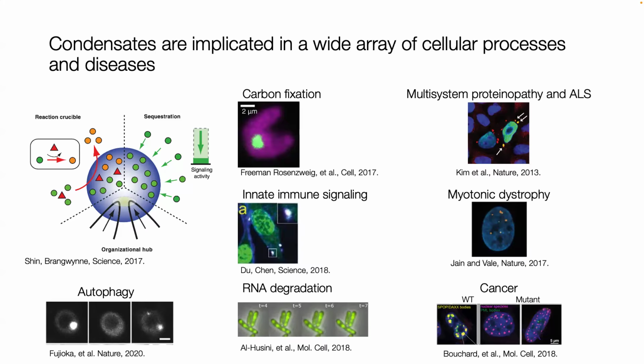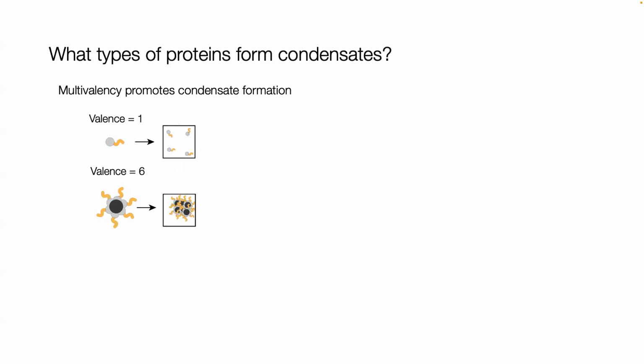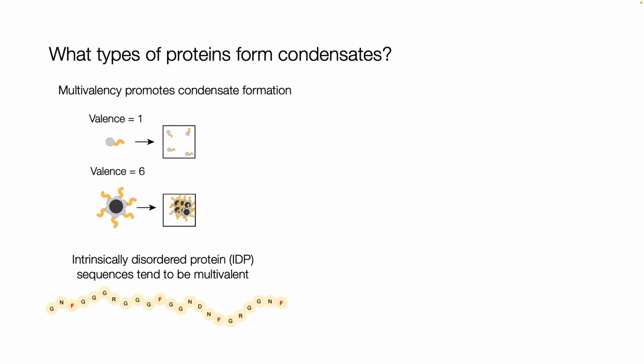So because these structures are so important, we really want to understand what types of proteins form condensates. So multivalency, very broadly, promotes condensate formation. So that means if you have a single molecule that has multiple sites where it can interact with another copy of that molecule. It turns out that intrinsically disordered proteins, or proteins that lack a well-defined three-dimensional conformation, especially tend to be multivalent. You can kind of think of individual amino acids in these molecules basically as interaction sites. And so you can super easily get multivalency from these disordered proteins.